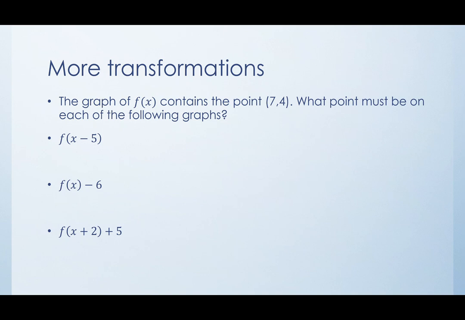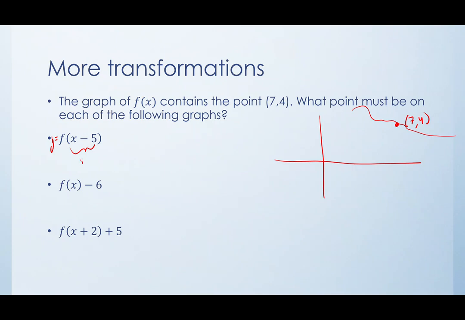So we're going to say, okay, we've got some function f of x, and all we know about the function is that it has the point (7, 4) on it. Okay, so whatever kind of function, but it has that one point. So if I do the graph y equals f of x minus 5, what point do we know has to be on that graph? So the first question is, well, what kind of transformation is this?